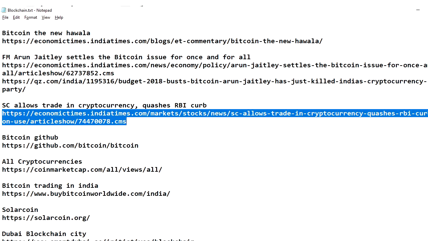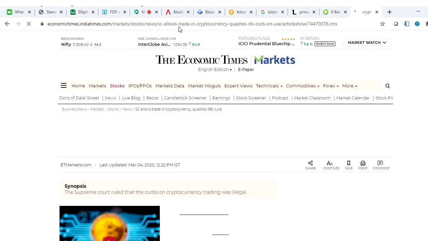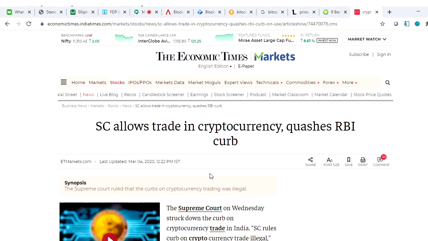See, all these are available on the internet. You can go and search. SC, that is the Supreme Court, allowed trade in cryptocurrency. Again, I am taking from the Economic Times only: Supreme Court allowed trade in cryptocurrency, crashes RBI curb. This is excellent. I don't know where the fault is, whether RBI has not kept good lawyers or what, I don't know. But it crashes the RBI curb. This is super.